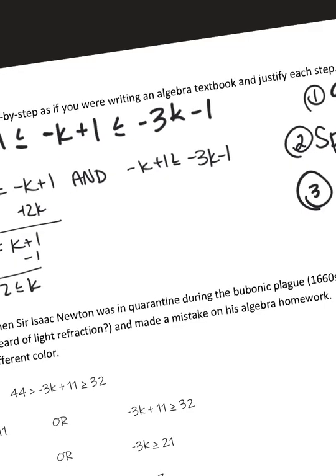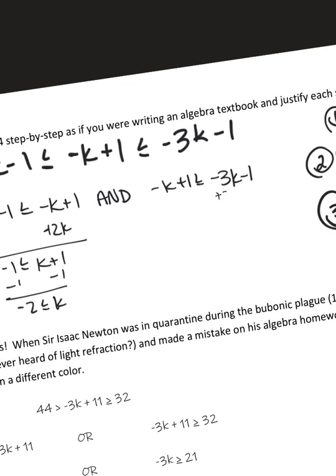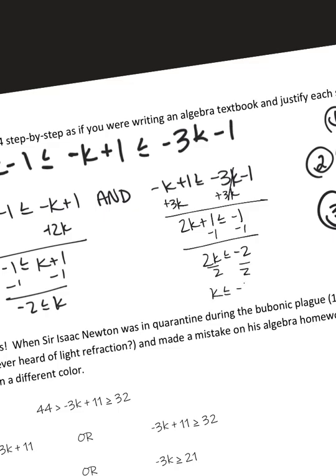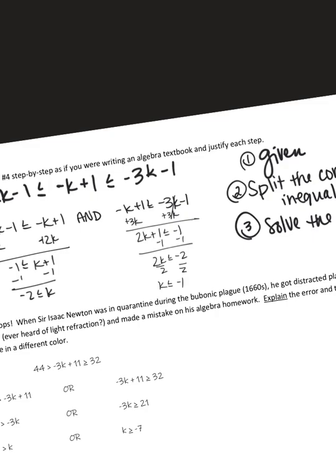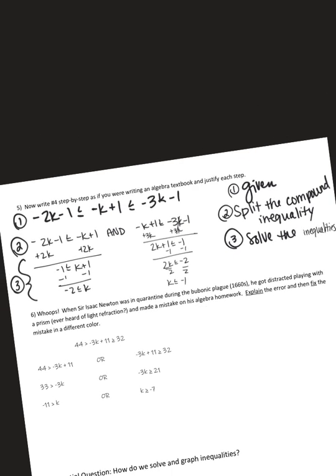Okay, so we're going to solve the other inequality as well. So we're going to add 3k. Negative k plus 3k is 2k, plus 1 is less than or equal to negative 1. Subtract 1, 2k is less than or equal to negative 2, divide by 2. K is less than or equal to negative 1, okay? And then we're going to combine that back into a compound inequality. So write two inequalities as one compound inequality.